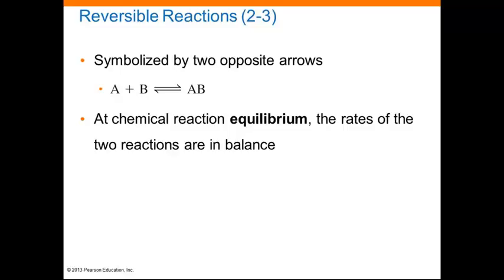So instead of just an arrow from left to right, as I've been showing in the previous slides, you'll see an arrow that has a pointer going either left or right, meaning that at chemical equilibrium, the rates of the two reactions are in balance. It's being broken down as fast as it's being built. So this is a completely reversible reaction, and it doesn't slide to either side in an equilibrium type of situation.